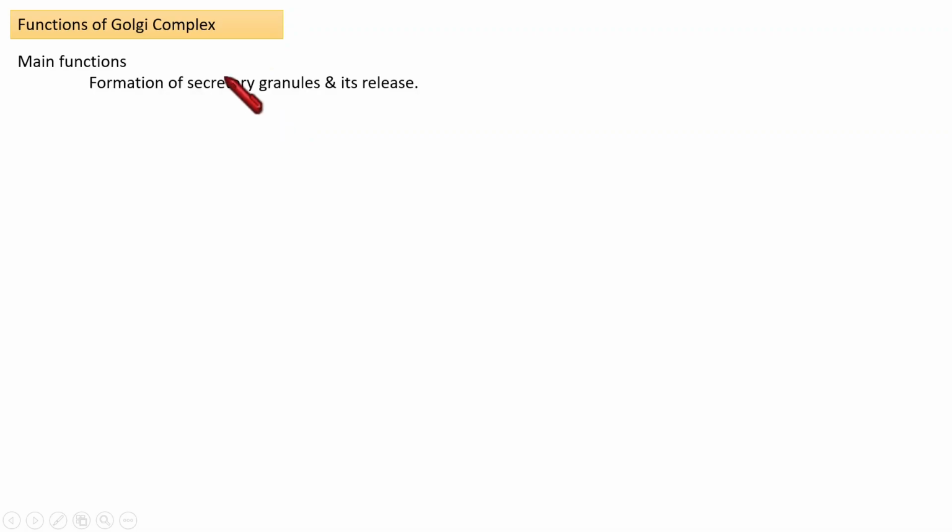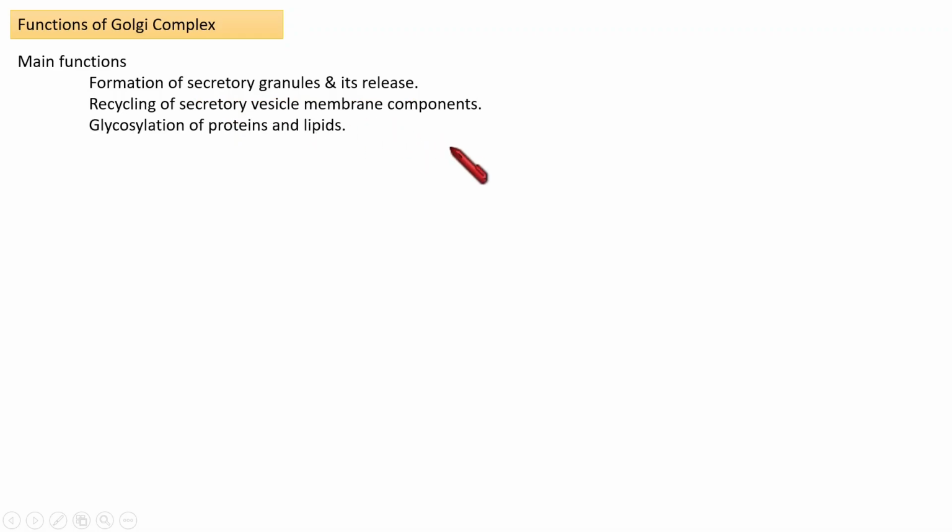Main functions are forming secretory granules and their release. As the Golgi complex continuously secretes granules, it may lose a portion of its membrane. So that is recycling of secretory vesicle membrane components. We will see in detail in the coming part of this video. So, recycling of the secretory vesicle membrane components.